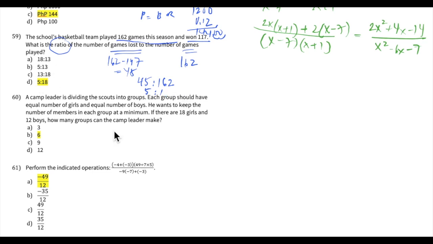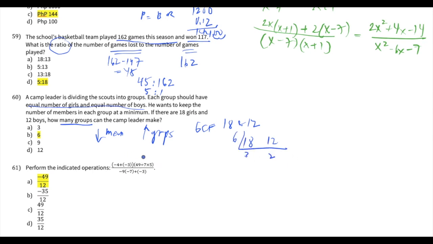A camp leader is dividing the scouts into groups. Each group should have an equal number of girls and an equal number of boys. He wants to keep the number of members in each group at a minimum. But what we are looking for here is the number of groups. So, when the number of members is minimized, it means the number of groups is maximized. So, what we are looking for here is just the GCF of 18 and 12, such that you have an equal number of girls and boys. Okay? So, what is the GCF of 18 and 12? That's equal to 6. Number 61.